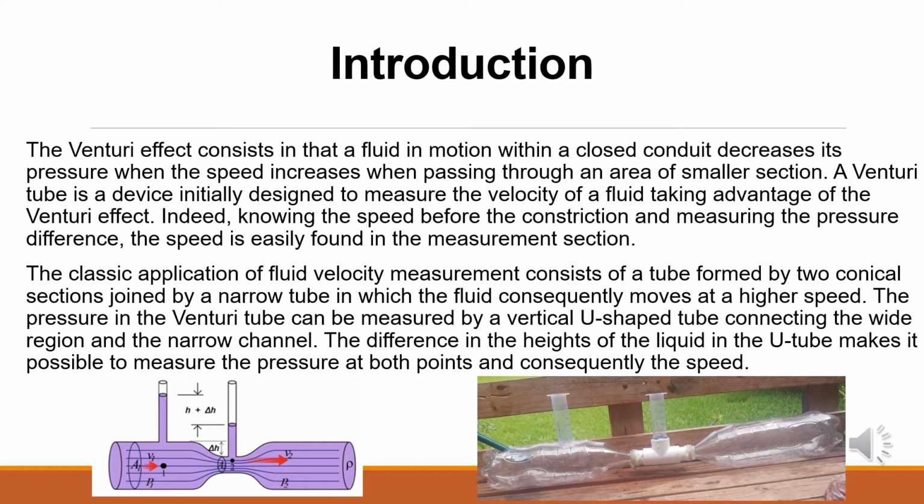The classic application of the fluid velocity measurement consists of a tube formed by two conical sections joined by a narrow tube in which the fluid consequently moves at higher speed. The pressure in the Venturi tube can be measured by a vertical U-shaped tube connecting the wide region and the narrow channel. The difference in the height of the liquid in the U-tube makes it possible to measure the pressure at both points and consequently the speed.